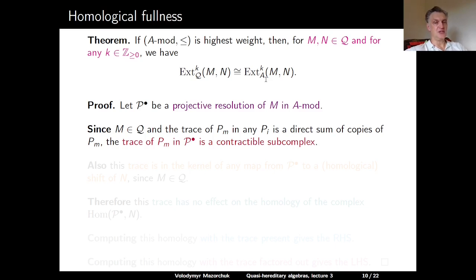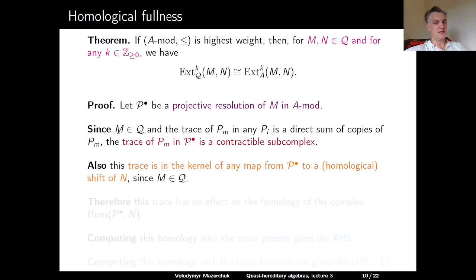Okay? So at each homological position, this trace is a direct sum of copies of the projective, and for those projectives, the top part cannot belong to the homology. The only homology is M, and there is no Lm in that homology. So it follows that that's a contractible subcomplex.